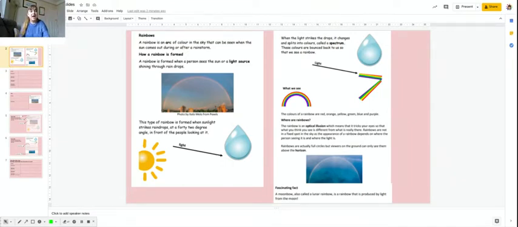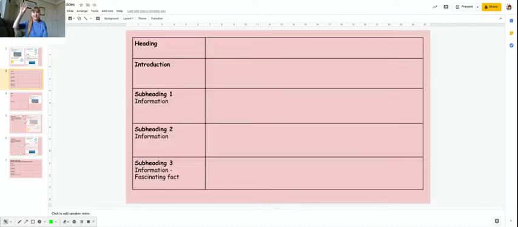Okay, so today we're looking at how our text is structured. The way it's set out and the different things in each part. So our text is structured a bit like this. There's a heading right at the top and then a little introduction that tells us a little bit more about rainbows. It's just a little bit of information.